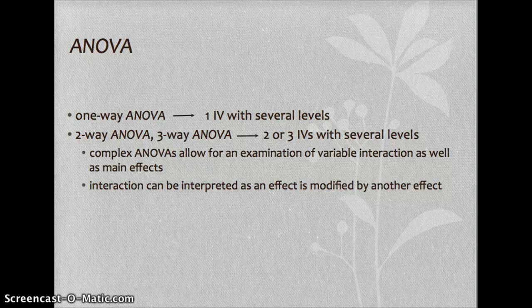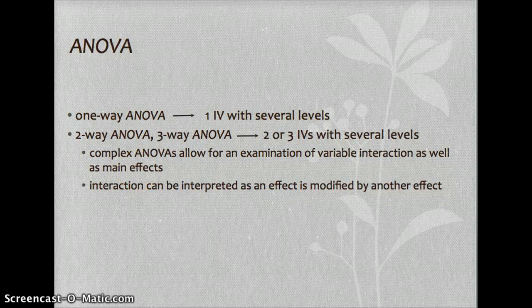Okay, we talk about ANOVAs in terms of different groups. So a one-way ANOVA, this would be where we have one independent variable with several levels. A two-way ANOVA is a study that has two independent variables with several levels, or a three-way ANOVA is three independent variables with several levels. So complex ANOVAs allow for examination of variable interaction as well as main effects. So interaction can be interpreted as an effect is modified by another effect.